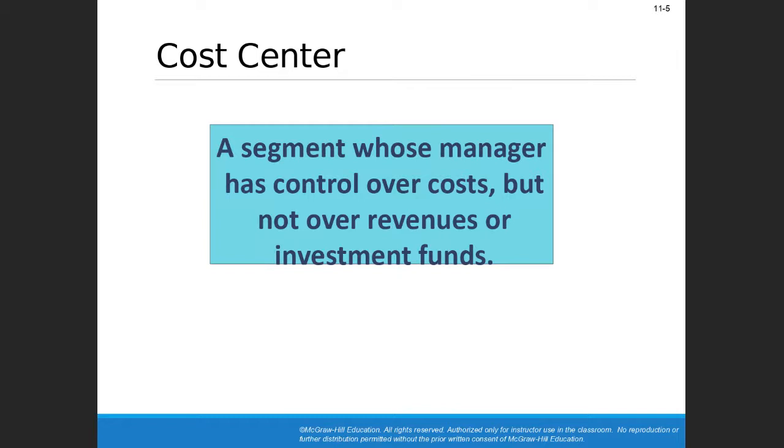Maybe they do, but if they're a cost center, they don't. So they don't get to buy their own robots to put the cars together, things like that. So cost center, yeah, you have control over costs, right? And not any other things.